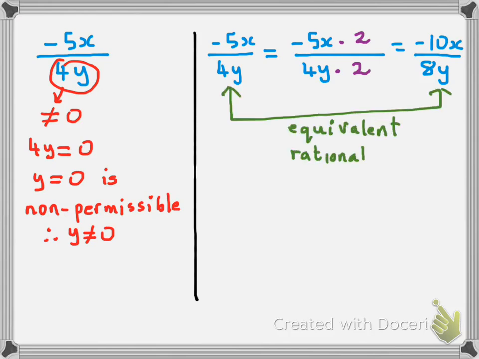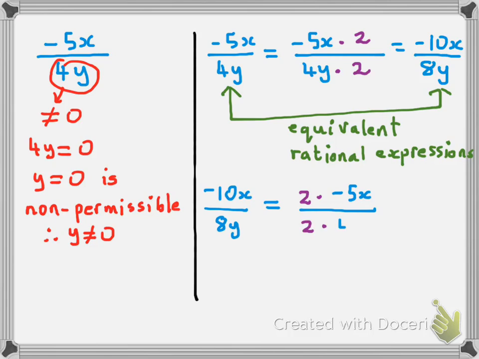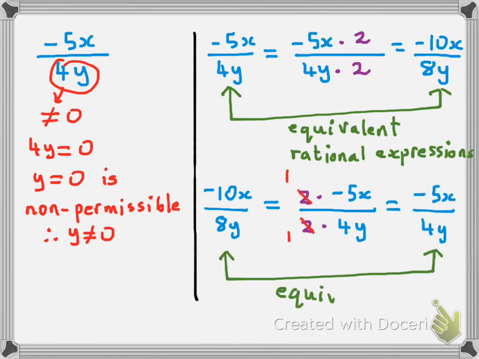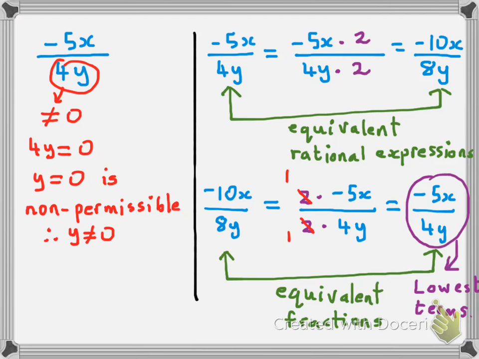Now, we can reverse this as well. Okay, so we say these are equivalent rational expressions. If we reverse this, -10x divided by 8y, we can simply divide the numerator and denominator by 2, because 2 is the greatest common factor of -10 and 8. If you divide that out, you will just obtain -5x over 4y, like we had originally. And then you will say that your -5x over 4y is in lowest terms.